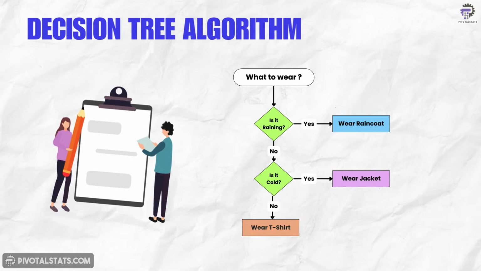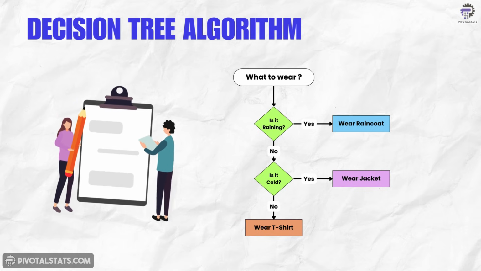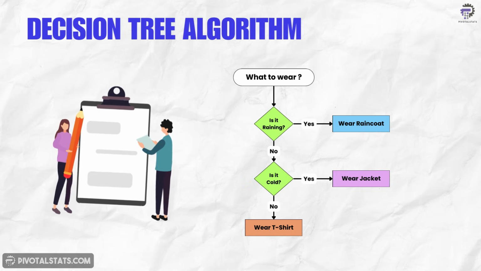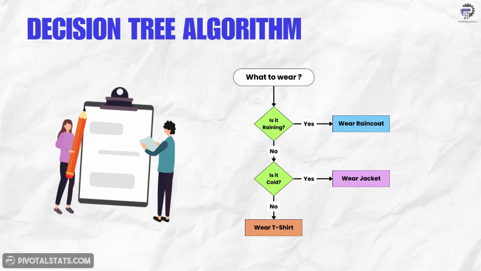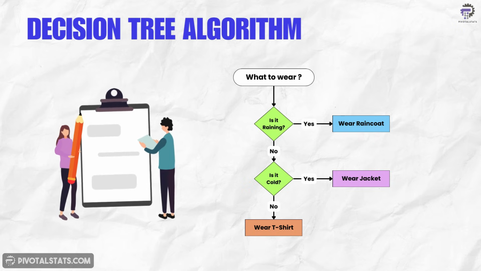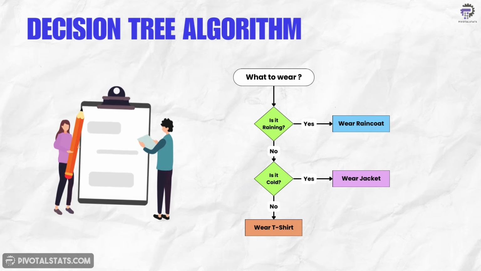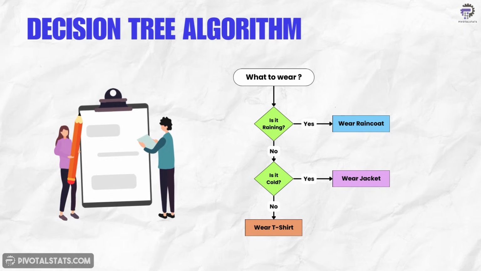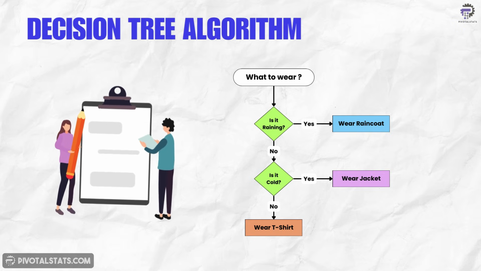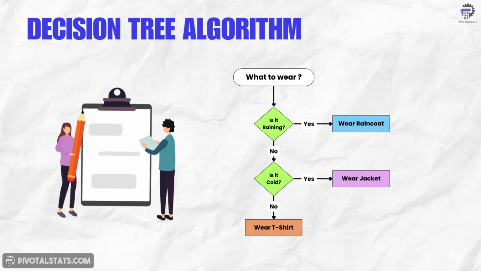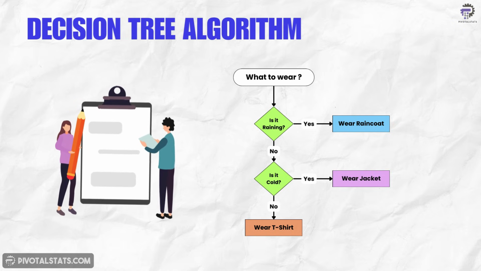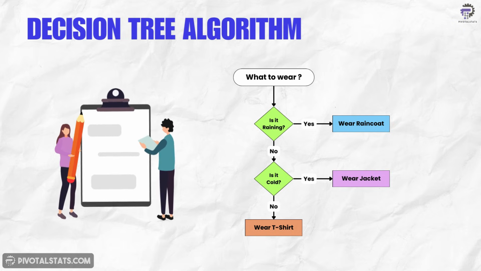Imagine that in your daily routine while going to work, you're trying to decide what to wear based on the weather. And we are going to visualize your thought process in a flowchart. So you ask yourself, is it raining outside? If your answer is yes, then you wear a raincoat. If no, then you move on to the next question. Then you again ask yourself, is it cold? If your answer is yes, then you wear a jacket, else you wear a t-shirt. Now in the world of machine learning, this entire process is called a decision tree algorithm.